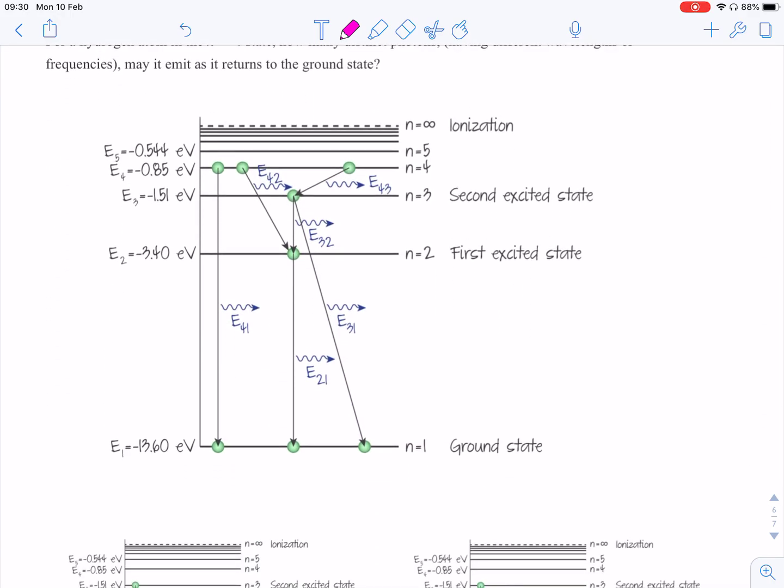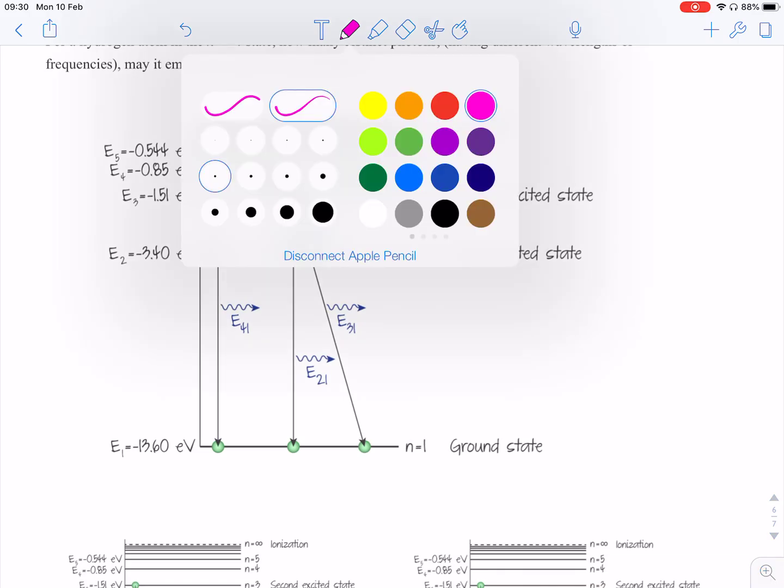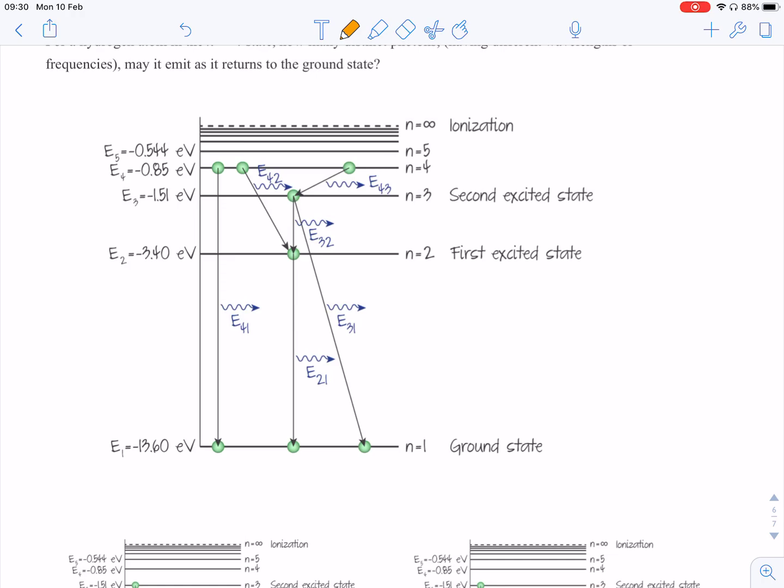And this is just a diagram to show that it can jump from, so this is going from state 4 to 3. This is going from state 4 to state 2. This means it's going from state 3 to state 2, state 3 to 1, like that, state 2 to state 1, so this line right here. And this is probably the mega line from state 4 all the way to state 1.